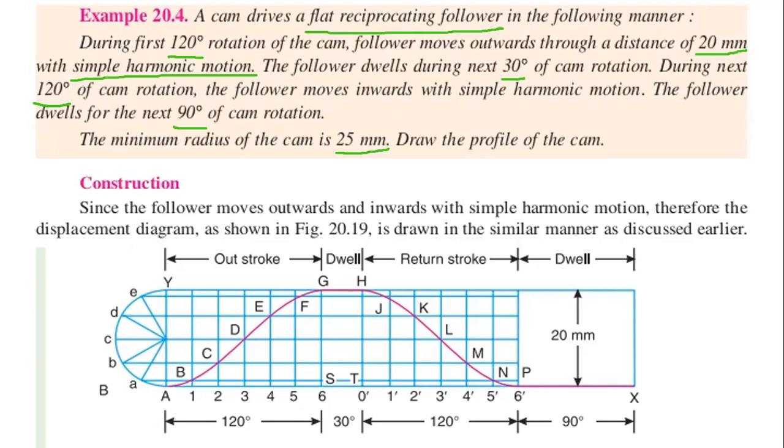So after drawing the 4 sections, draw a semicircle. This is the semicircle which has a diameter of 20 mm. So from the center, draw a semicircle and divide it into 6 equal parts.